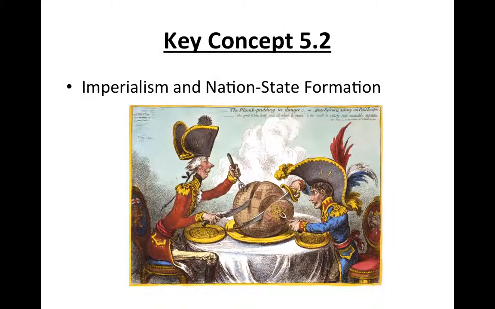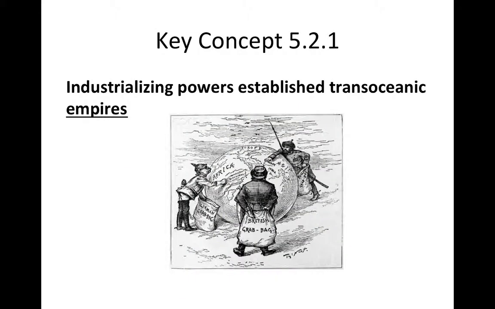All right, guys, key concept 5.2, imperialism and nation state formation. So, this key concept is going to primarily focus on imperialism. That was chapter 24 and chapter 23. And also the idea of nationalism, right? New nations emerging like Germany and Italy. All right, key concept 5.2.1 states industrializing powers established transoceanic empires.